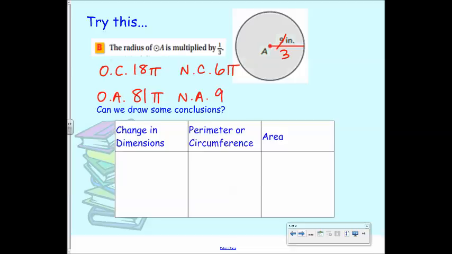9 pi. So what's the change in dimension for perimeter there? Divided by 3, but what's the change in dimension for area? Divided by 9. So again, what's the difference? With perimeter, it's the same. But with area, what do you have to do? Square it. Yeah. So 1/3 squared equals 1/9, so then you would take 1/9 for the area. Okay? So for a change in perimeter or circumference, the rate stays the same.